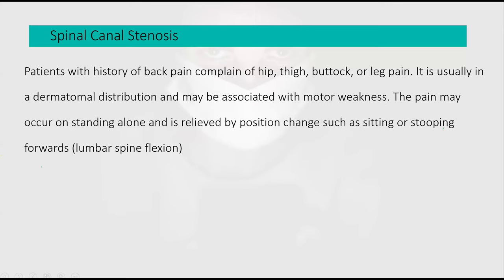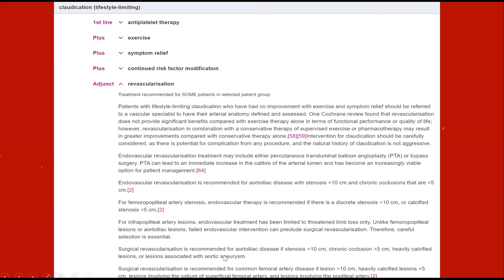And it is the same as we told you for aortoiliac disease. If the stenosis is short, we will do endovascular. If it is long segment, you will do surgical. Again, endovascular revascularization is for short aortoiliac disease, meaning short segment stenosis of less than 10 centimeters.